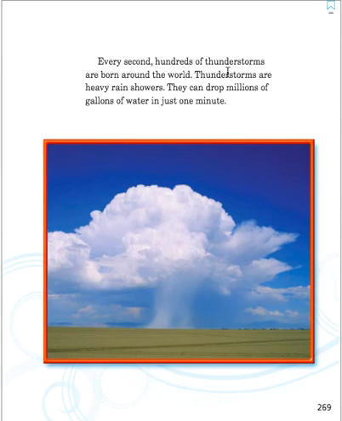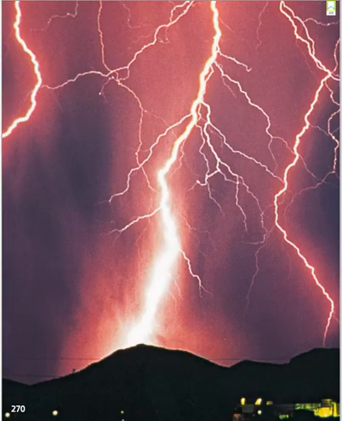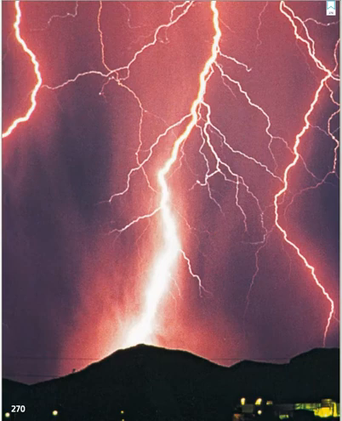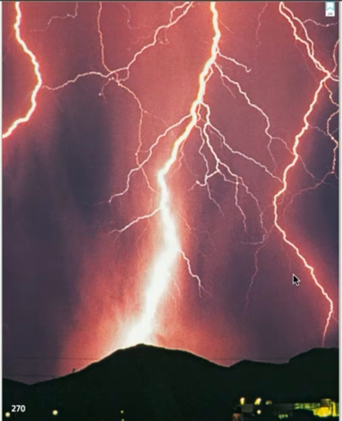Every second, hundreds of thunderstorms are born around the world. Thunderstorms are heavy rain showers. They can drop millions of gallons of water in just 1 minute. This is a photograph of all of the lightning strikes. This is a real photograph of lightning happening. That is a graphic feature, a photograph.